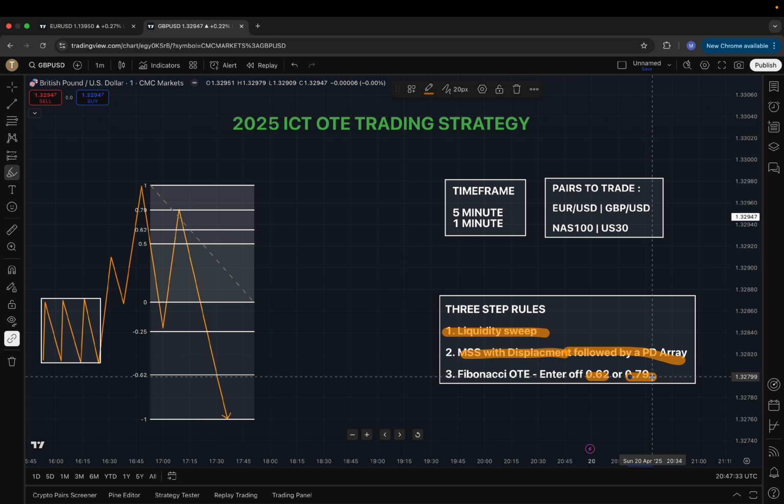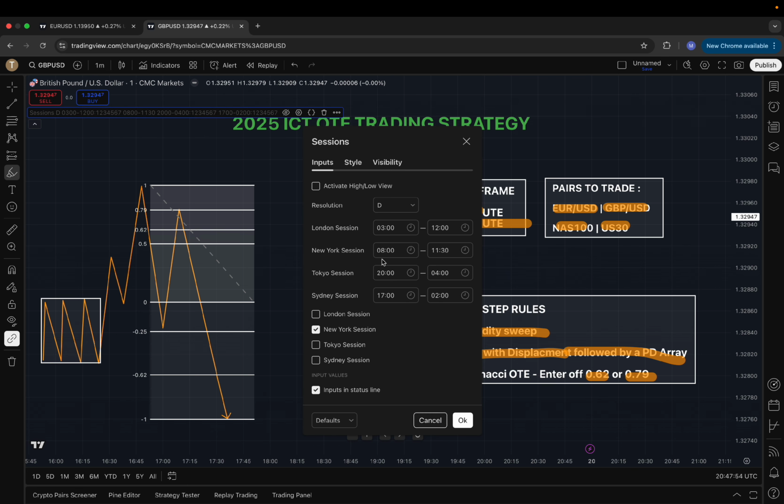Now the time frames we're going to be focusing on, as we have a very short time window, are the 5 minute and the 1 minute. The pairs that we're going to trade are EURUSD, GBP/USD, NAS100 or US30. These are the 4 pairs that it works well on. Now the time session we're going to be focusing on is between 8 AM New York time till 2:30 PM. So I'll just switch that up, 14:30.